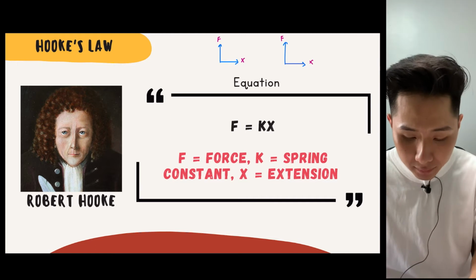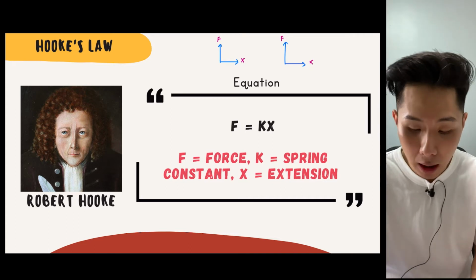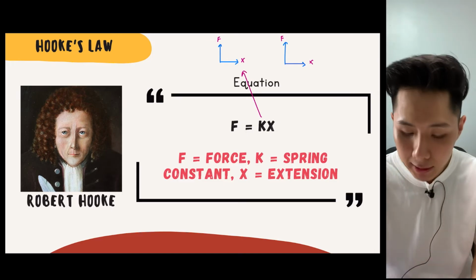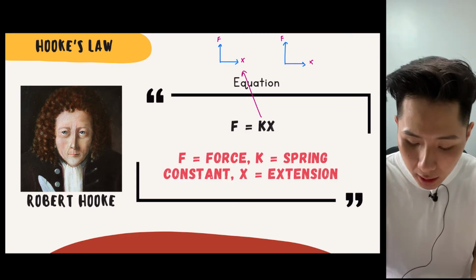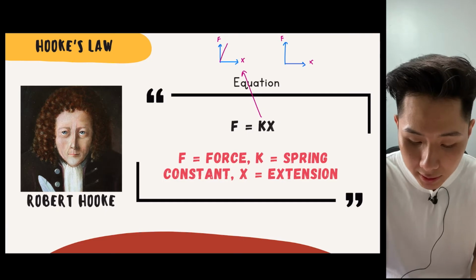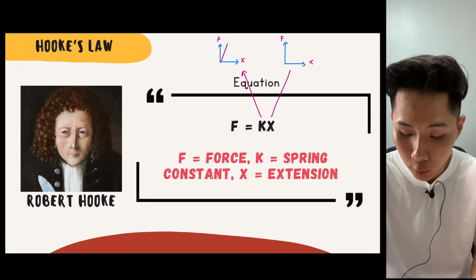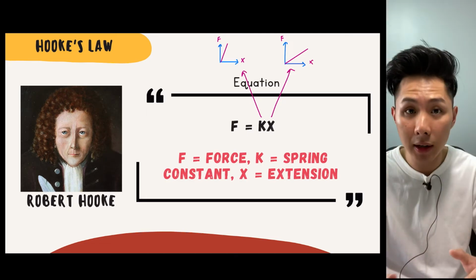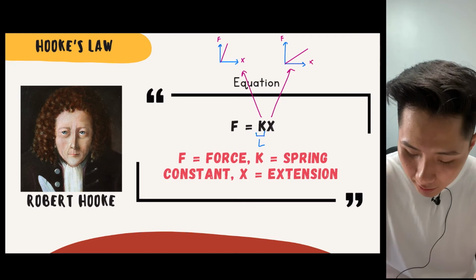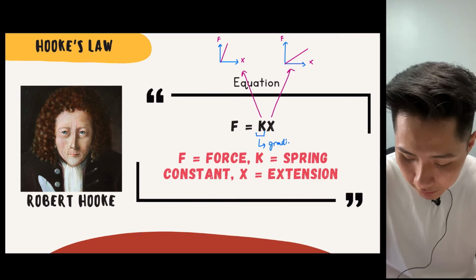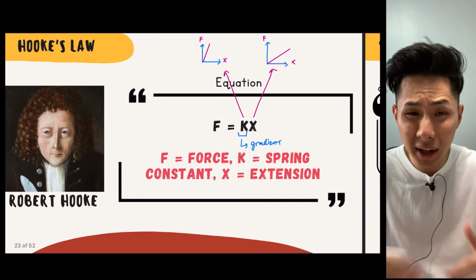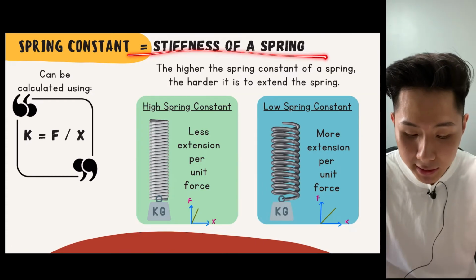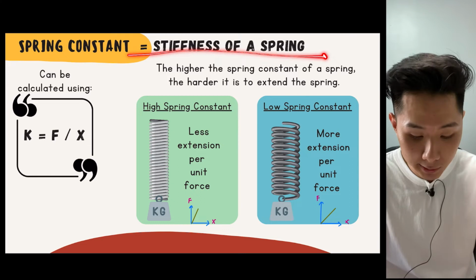And if you look into the graph of it, a spring that has a high K is probably going to look like this. And a spring that has a lower K will look like that. So in other words, if you learned gradient in mathematics, you can also see K as the gradient. But what exactly is this spring constant, right? It basically represents the stiffness of the spring.